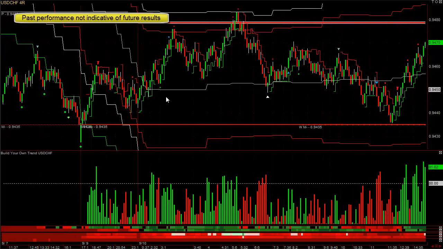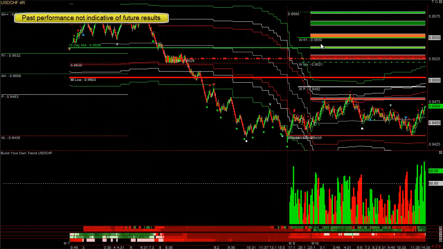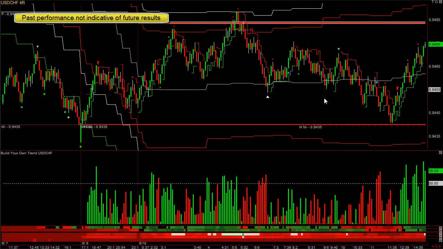Dollar Swiss is underneath the previous day's point of control, which is all the way up here. Here's the previous week's point of control, and Friday's value area lows right here, which is very likely to be a major resistance area. So when it came up and hit the first fib or containment band, not a bad place to go short, and it only pulled back about 10 pips.